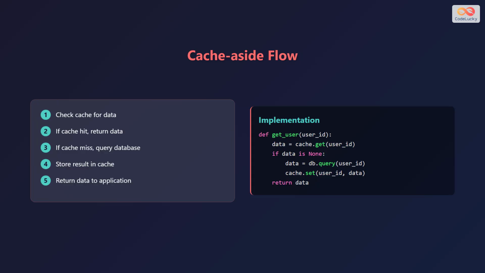Here is the sample code. A function getUser takes user ID as an argument. It checks if the data is available in the cache for the given user ID. If it is not available, then it will query the database, store the data in the cache, and return it.